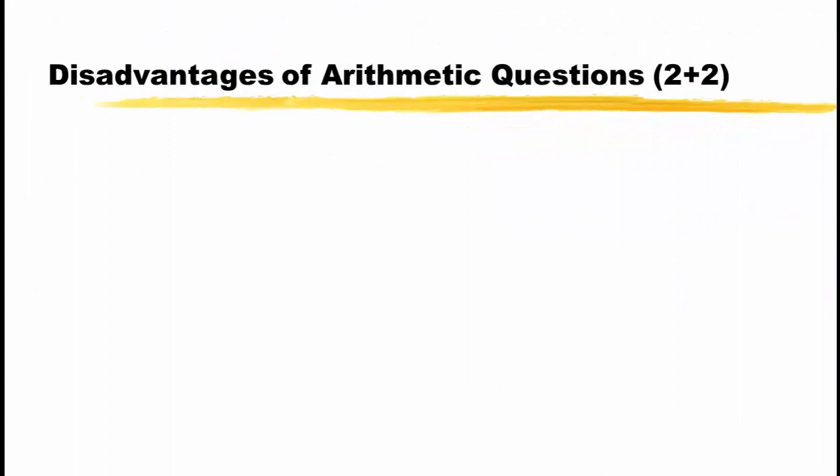Now that you've seen 2 plus 2 questions, let's talk about some of their limitations. Far and away, their biggest limitation is that the variables are not persistent. That is, when you move to the next question, the value of the variables from the last question is no longer available. Why might you want that?